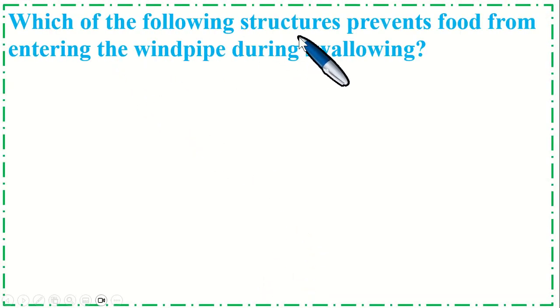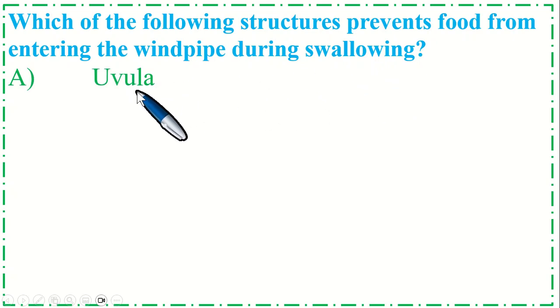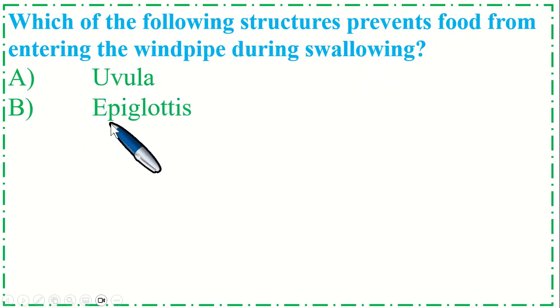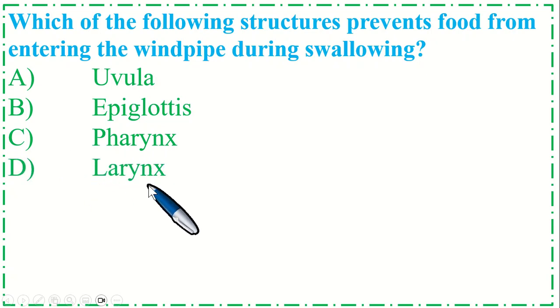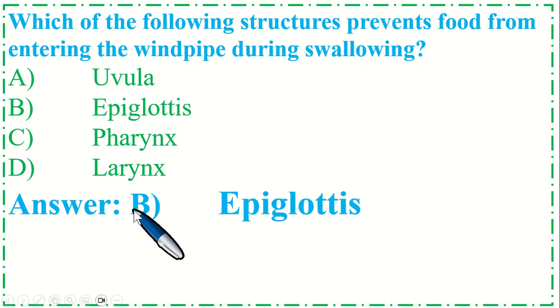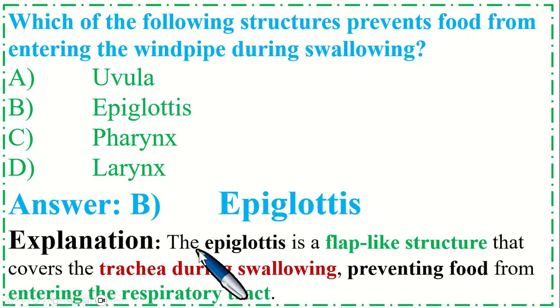Which of the following structures prevents food from entering the windpipe during swallowing? Option A, vulva; B, epiglottis; C, pharynx; and option D, larynx. So the correct option is B, epiglottis. The epiglottis is a flap-like structure that covers the trachea during swallowing, preventing food from entering the respiratory tract.